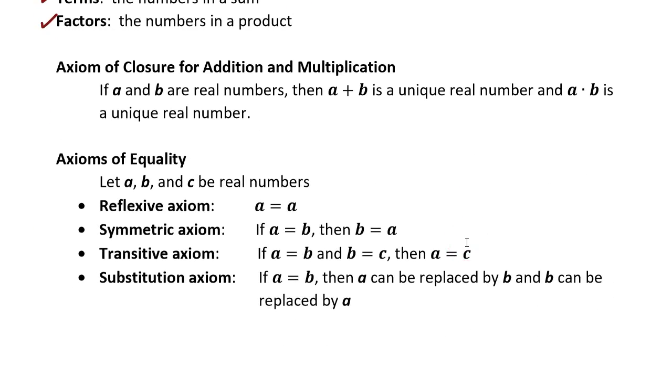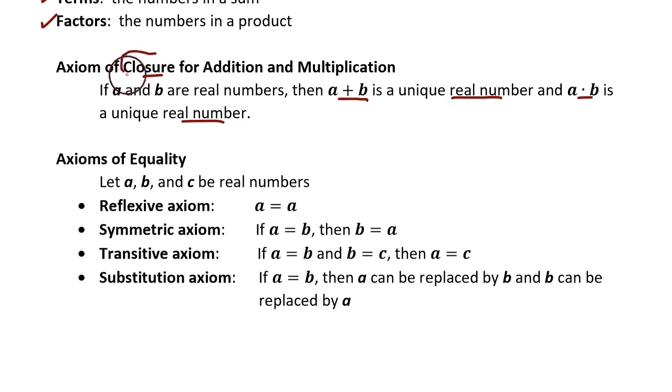Next, let's talk about some more axioms, which are assumptions that we make in order to do math. The first is the axiom of closure for addition and for multiplication. Let's assume that A and B are any two real numbers. Then when you add them, the answer is a real number. And when you multiply them, the answer is a real number.